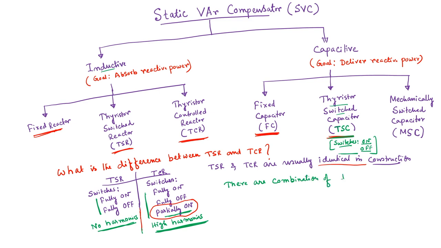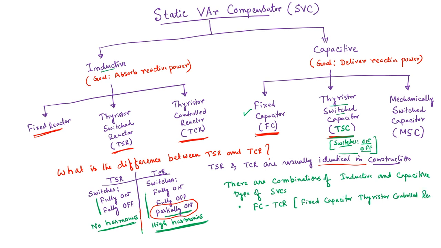combination of inductive and capacitive type of SVCs, okay, which include FC-TCR, which stands for fixed capacitor thyristor controlled reactor. So, when you have this control term, then you can understand that there is a kind of firing angle control or the reactance or the susceptance value of that particular device is controlled. That is why it is controlled reactor.